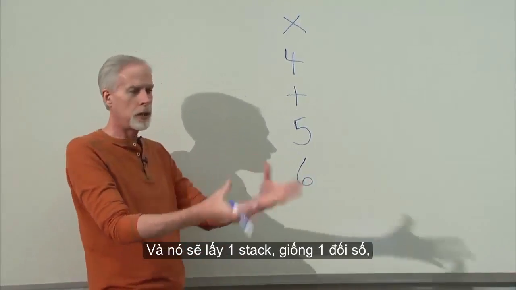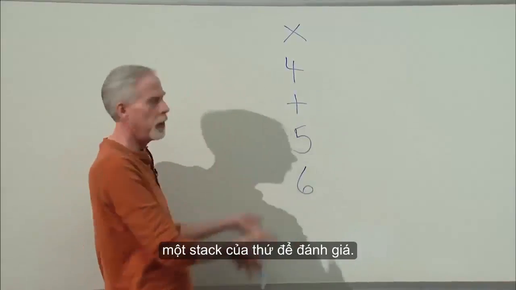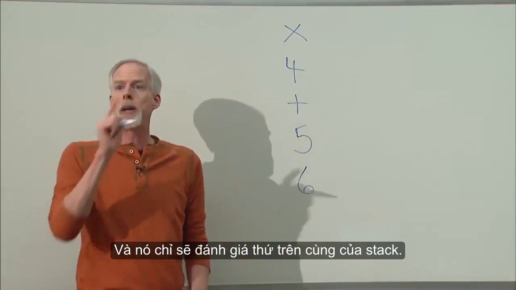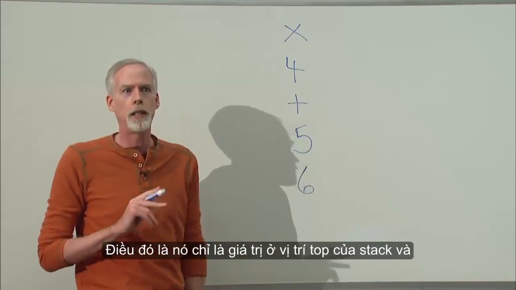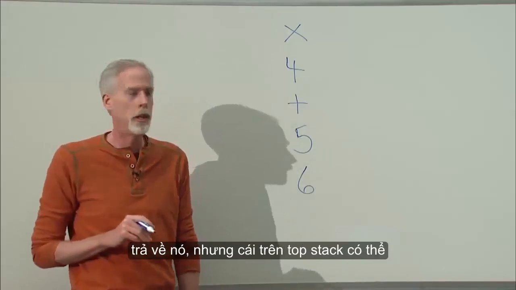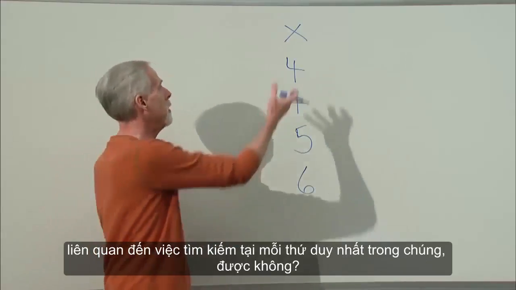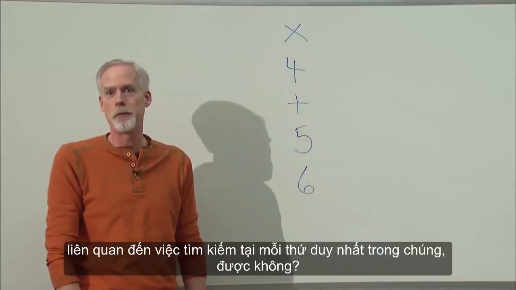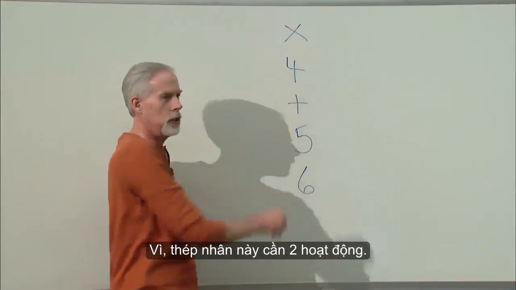And it's going to take a stack as an argument, a stack of things to evaluate. And it's only going to evaluate the top thing on the stack. That's it. It's just going to evaluate the top thing on the stack and return it. But the top thing on the stack might involve looking at every single one of these, right? Because this times needs its 2 operations.